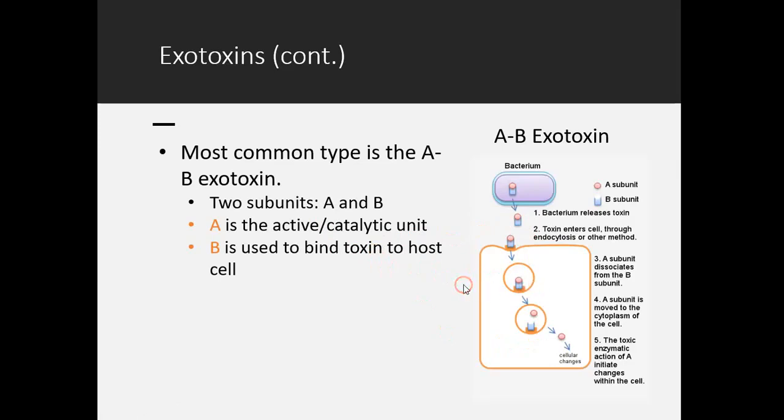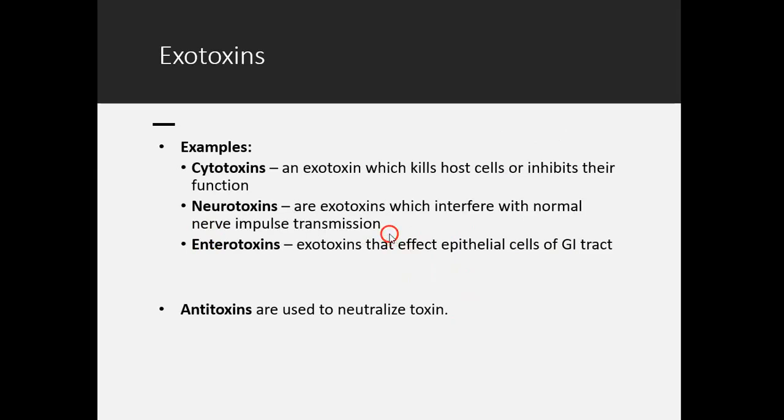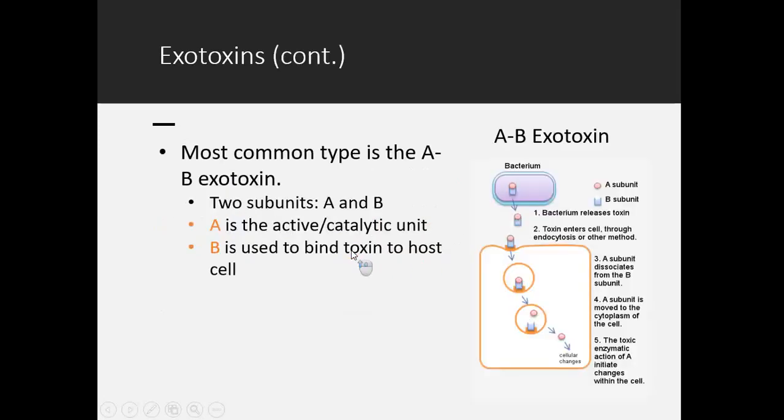Again, the exotoxins are named for the system they impact the most. For instance, the cytotoxins kill host cells or inhibit their function. Neurotoxins are the exotoxins which interfere somehow with nerve transmissions or transports. And then the enterotoxins are ones that affect the epithelial cells of the GI tract.